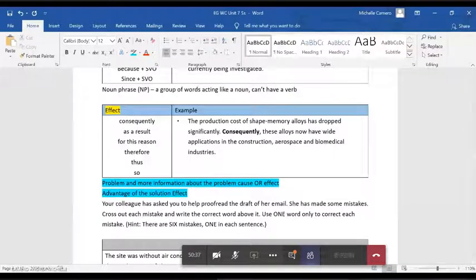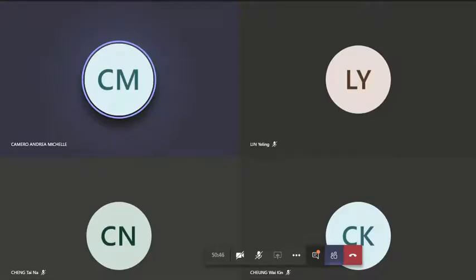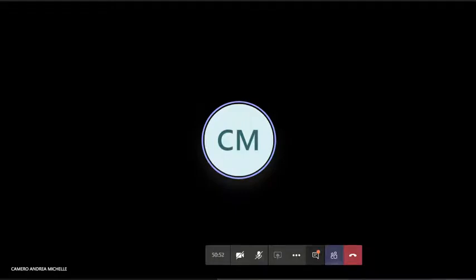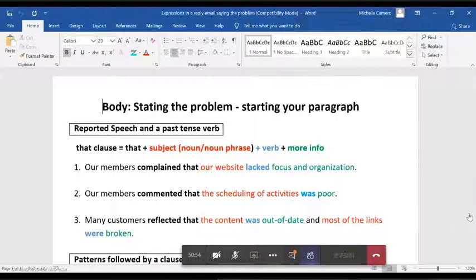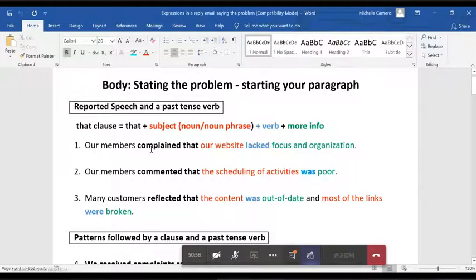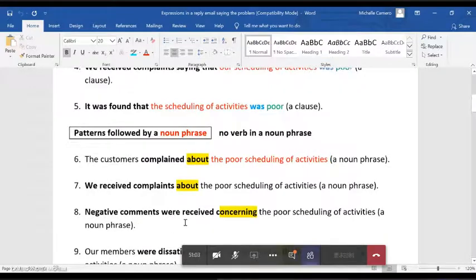All right, so we talked about that in our last class, and that was the major thing about Unit 7. Then I also introduced this other paper to you that I sent to you in an email, and these are expressions you can use. Okay, so again, when you start talking about the problem and giving more information about the problem, you can use these phrases here that we talked about in class.